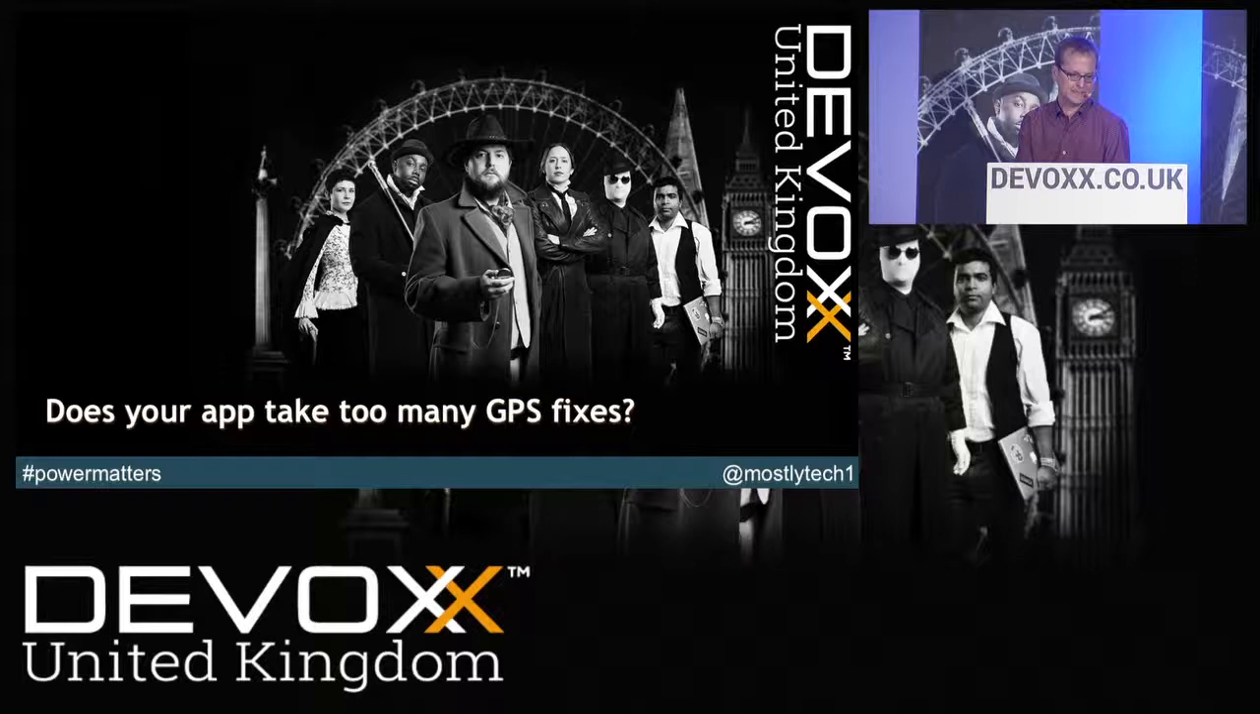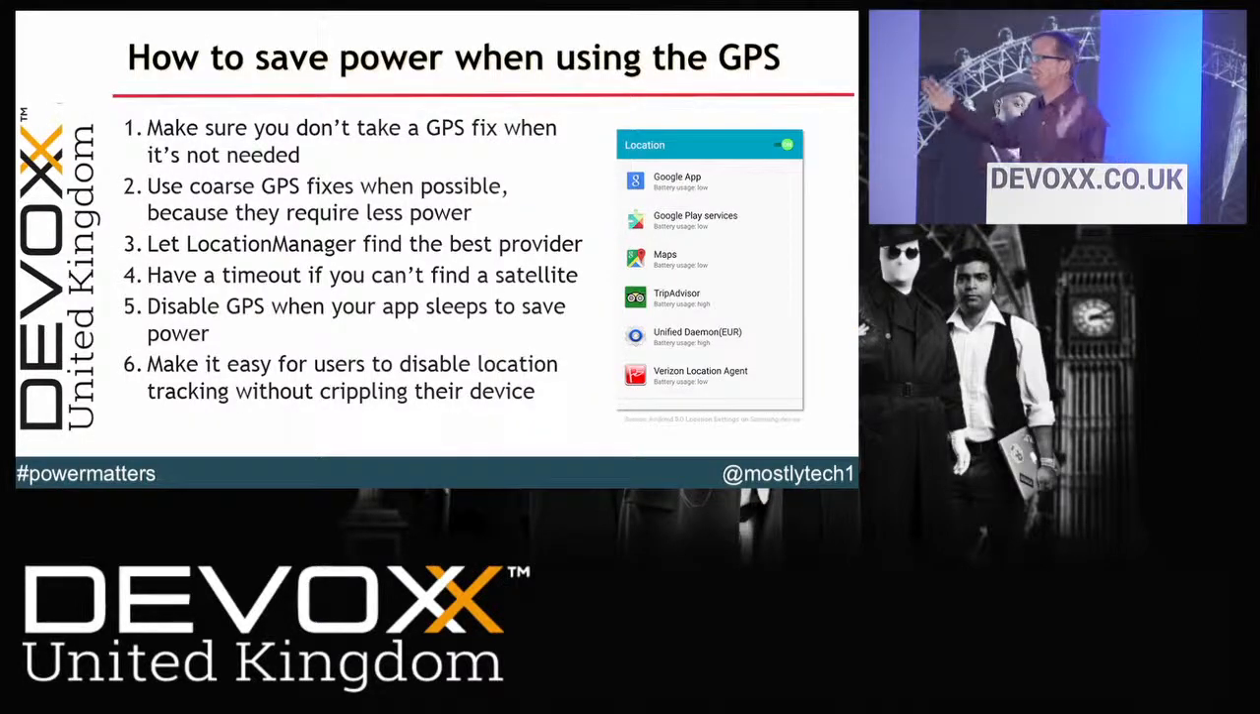Does your app take too many GPS fixes? It's easy to determine that. Don't take one if it's not needed. Use coarse GPS fixes when possible. Again, this is a random screen capture, but some very popular apps will tell you if the battery usage is high. And that's an indication that they're not using coarse GPS fixes.